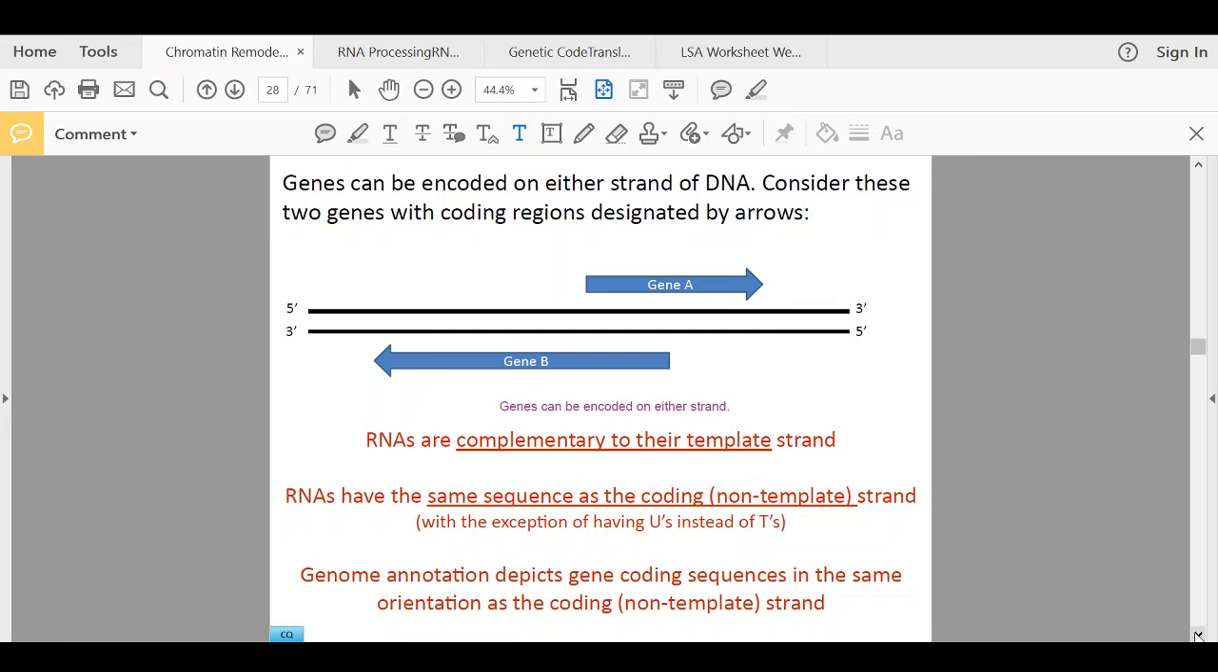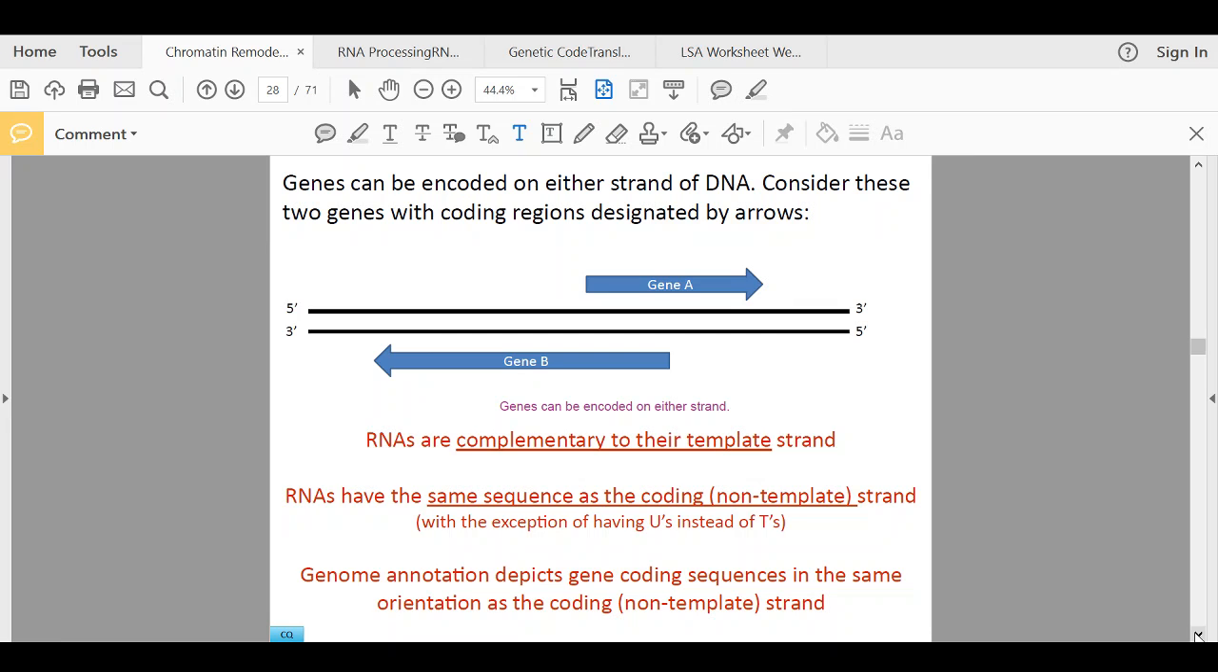Genes can be encoded on either strand of the DNA, and we can see that gene A goes from 5' to 3', and gene B goes from 5' to 3' as well. Remember that transcription occurs in the 5' to 3' direction, not 3' to 5', because the RNA polymerase does not add nucleotides in a 3' to 5' direction. We see that also in DNA polymerase, where we add nucleotides in a 5' to 3' direction. Our overall replication fork, however, will still move in the 3' to 5' direction.